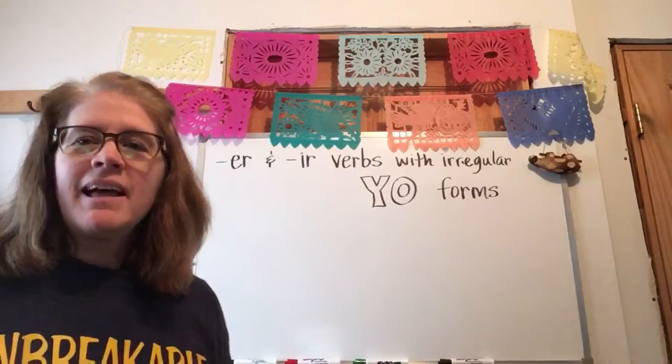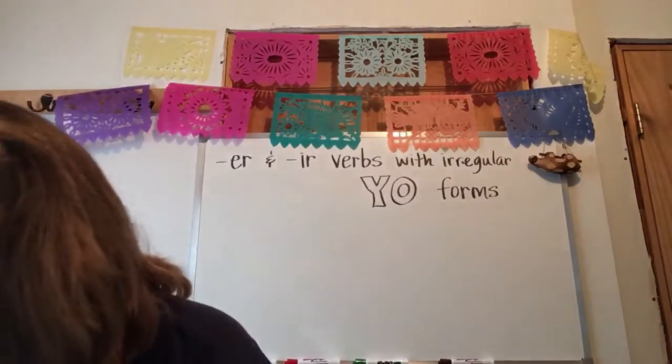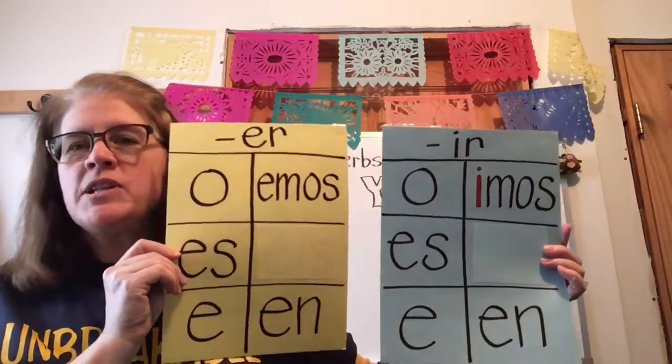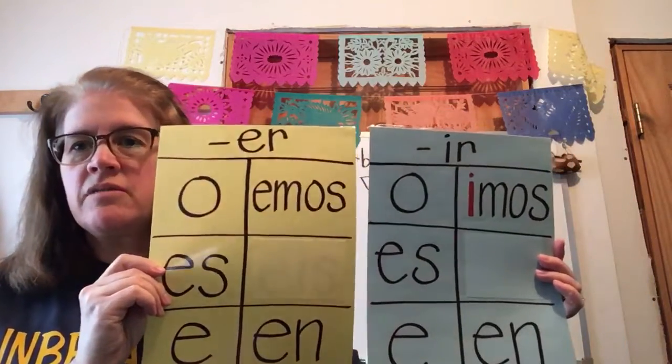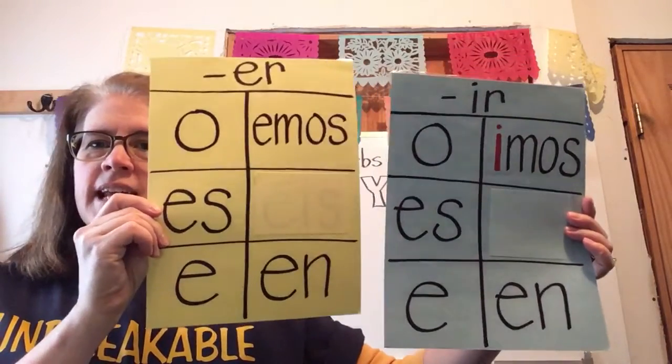All right. Last lesson was on regular ER and IR verbs, and you remember these posters, okay? And how we take off the ER or the IR from the infinitive. We have the stem, and then we have to add one of these endings, okay?